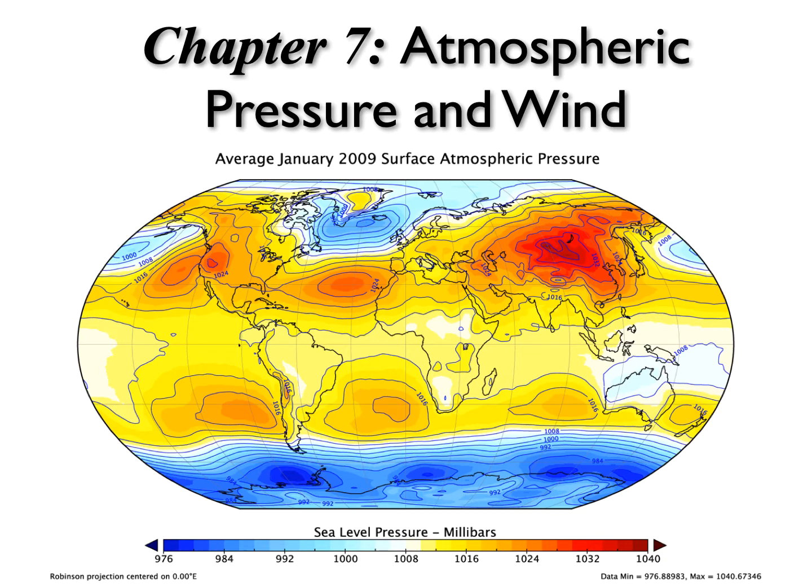Chapter 7, Atmospheric Pressure and Wind. 7.6, Actual Global Surface Circulation.